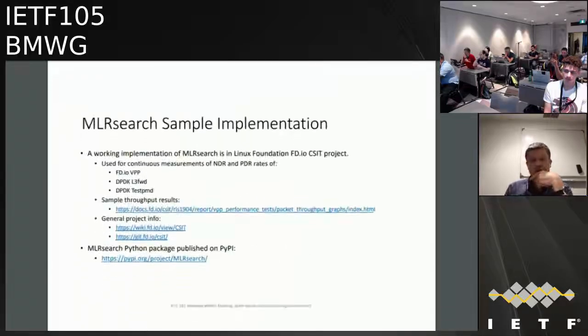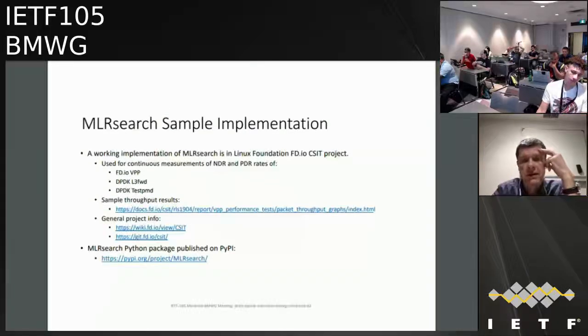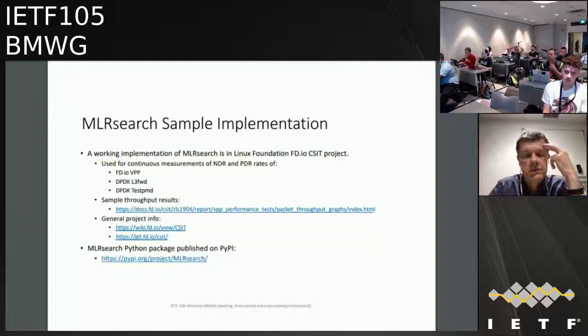So in terms of sample implementations, this is the same slide we shared last time. That's where the code lives. The current code lives in the Linux Foundation Networking FDIO assisted project. There is also a PyPI package as listed, and it is also being tried by NFVbench, the OPNFV, also Linux Foundation Networking OPNFV project or sub-project, for exactly the purpose of finding the NDR and PDR rates. Final slide.